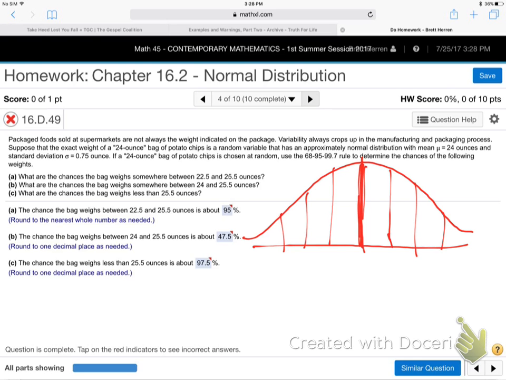So 1, 2, 3 jumps to the right, 1, 2, 3 jumps left. So we have the center, 3 to the right, 3 to the left. What's the average on this one? It tells me the average is 24. So I'll put 24. I think they're going to have a wrinkle on this one.